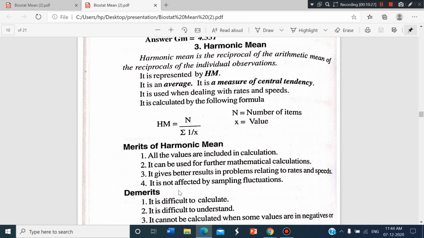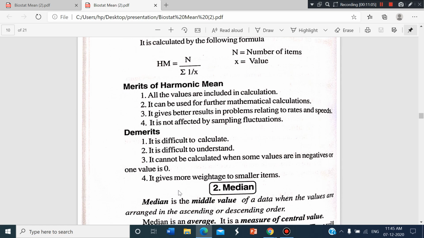The third one is the harmonic mean. The harmonic mean is the reciprocal of the arithmetic mean of the reciprocals of the individual observations. It is represented by HM. It is an average and a measure of central tendency, especially used for dealing with rates and speeds. The formula is n upon summation of 1 upon x, where n is the number of items and x is the value.